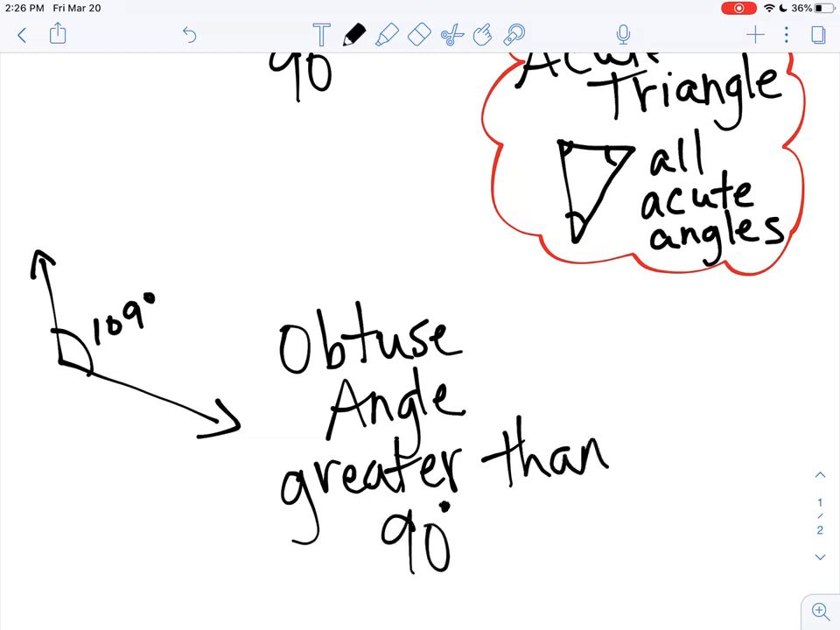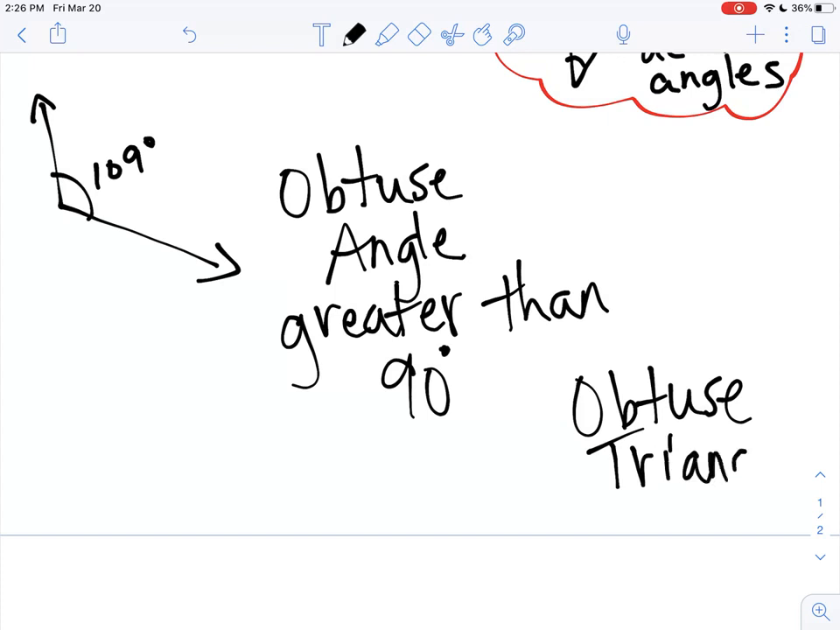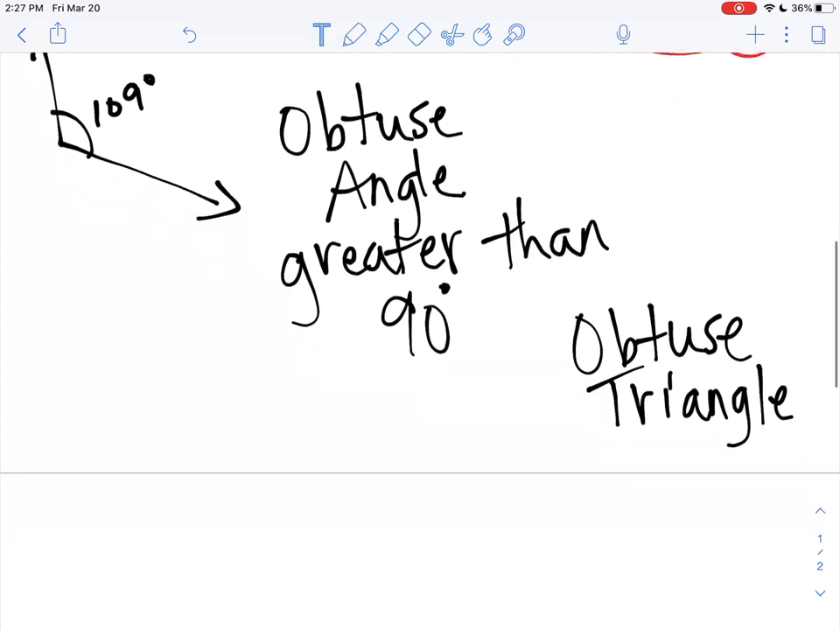Greater than 90 degrees. So, think about what we know about an obtuse angle. How can we apply that to a triangle? Because we do have something that's called an obtuse triangle. So think about that for a second. What do you think an obtuse triangle is going to look like? Exactly right, you guys. It's going to have one obtuse angle in it, which means the angle is greater than 90 degrees.